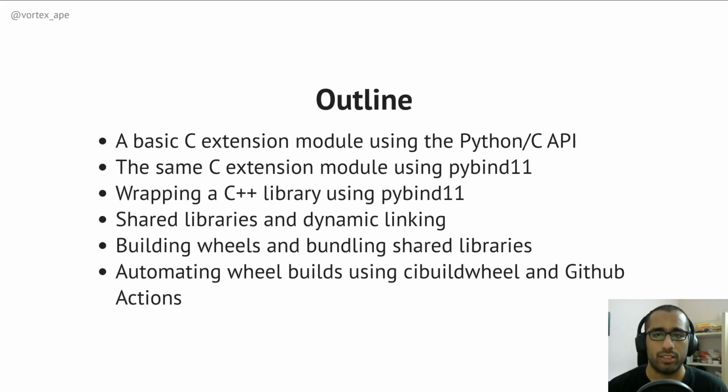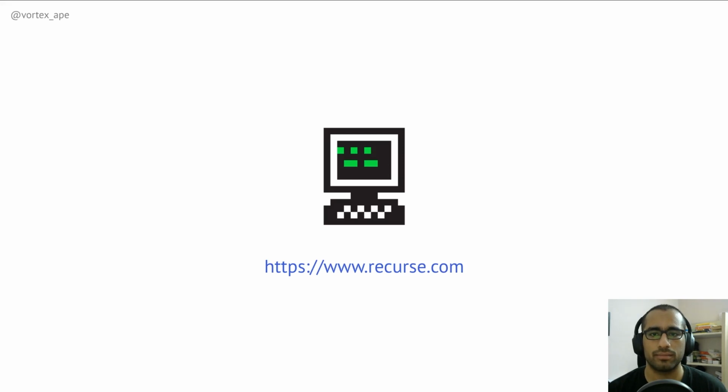This is the outline for the talk. We'll write a basic extension module using the Python C API, then see how we can do that using PyBind11, which is a package that offers seamless interoperability between C++ and Python. After that, we'll briefly look into shared libraries and dynamic linking, see how we can build wheels for our extension module, and then finally automate wheel building using cibuildwheel. The goal of this talk is to give you a good starting point for how you can go about building wheels for your extension modules.